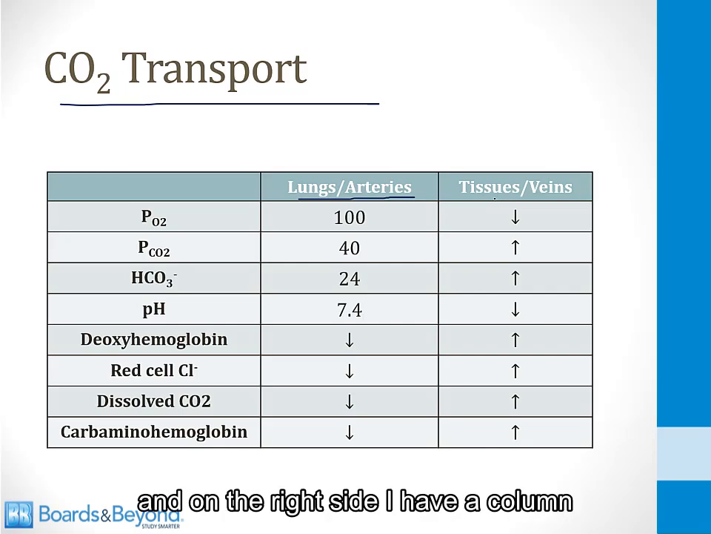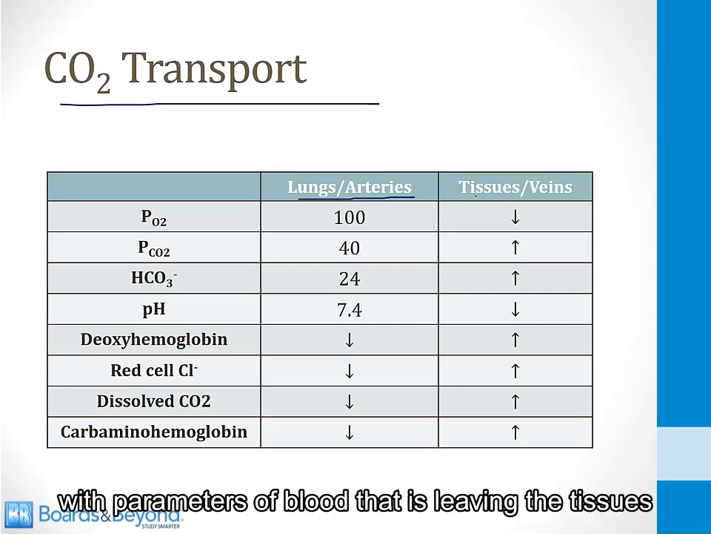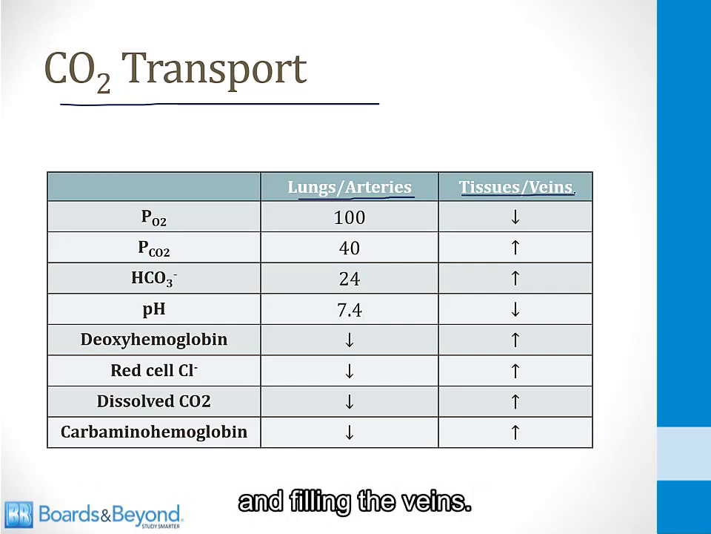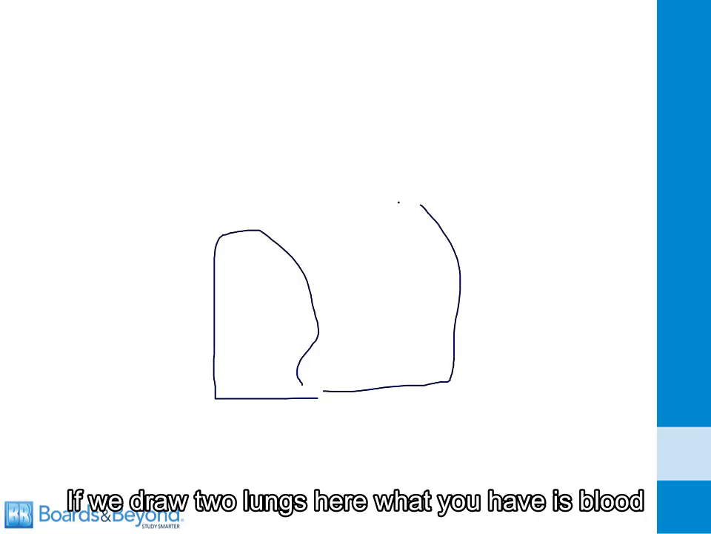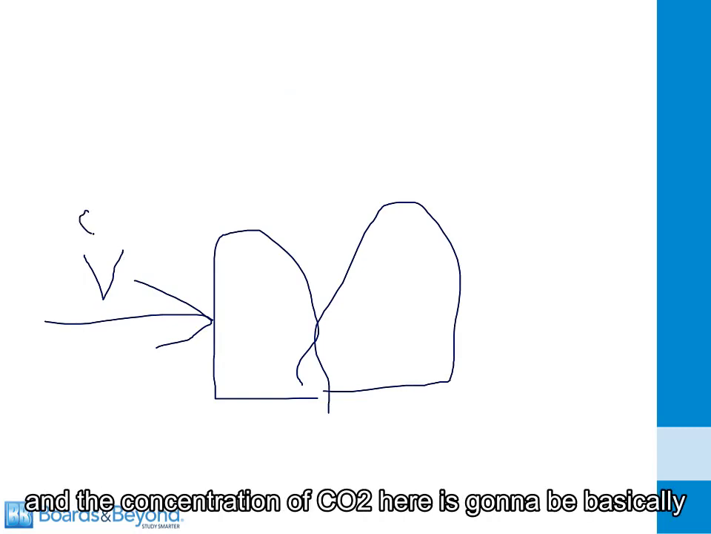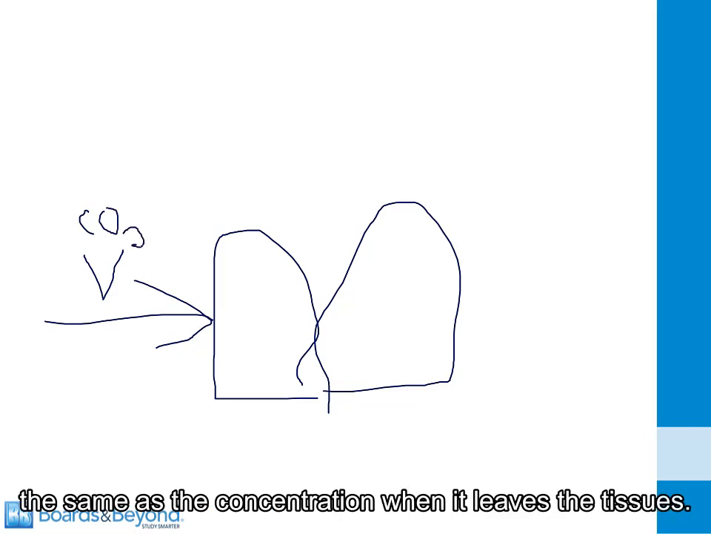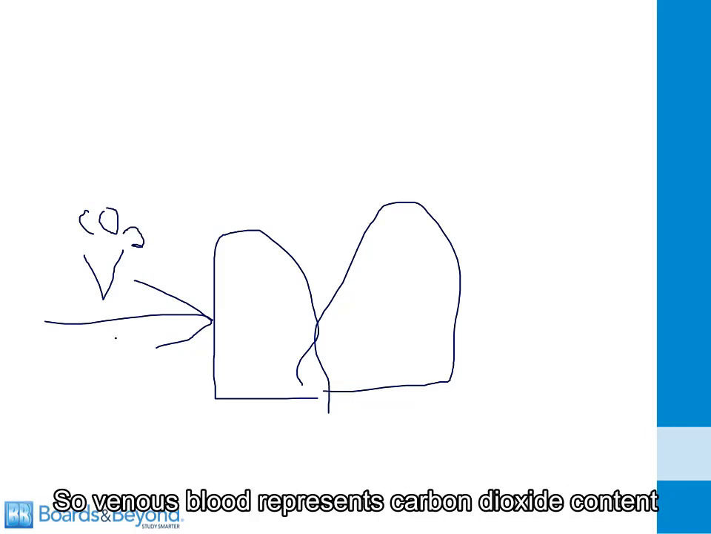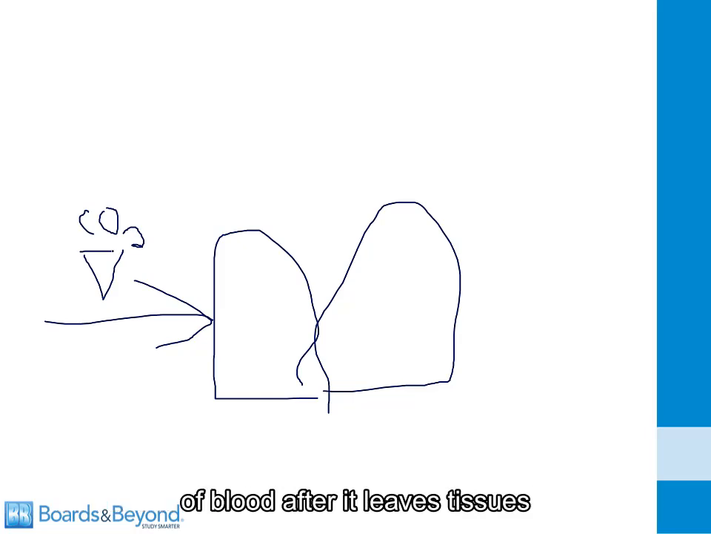And on the right side, I have a column with parameters of blood that is leaving the tissues and filling the veins. If we draw two lungs here, what you have is blood that is coming into the lungs from the venous system. And the concentration of CO2 here is going to be basically the same as the concentration when it leaves the tissues. So venous blood represents carbon dioxide content of blood after it leaves tissues and before it gets to the lungs.